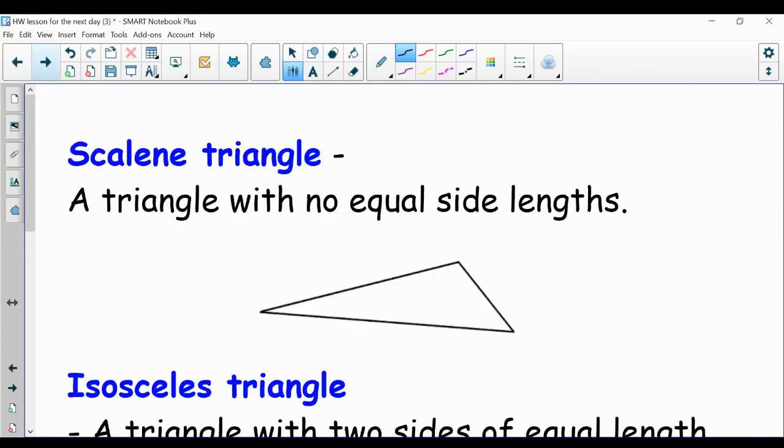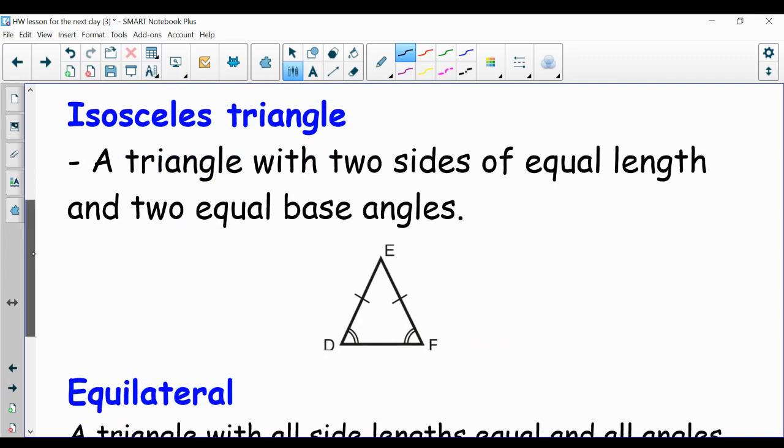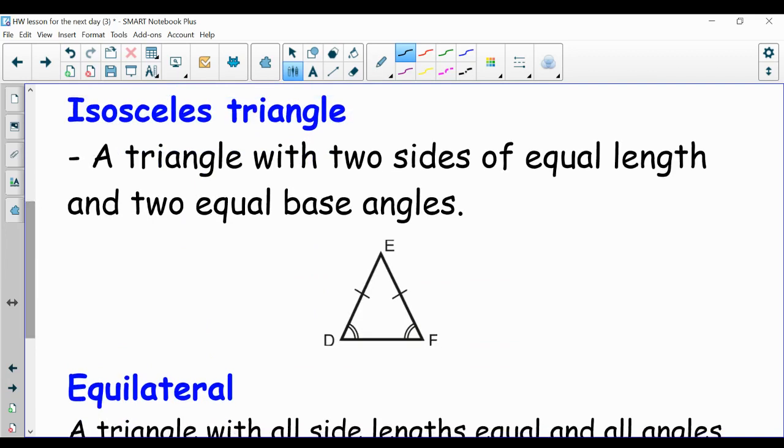Scalene triangle: a triangle with no equal sides. None of the sides are equal. Next one is a big word, isosceles. I know this one, people say it is the hardest one to spell.